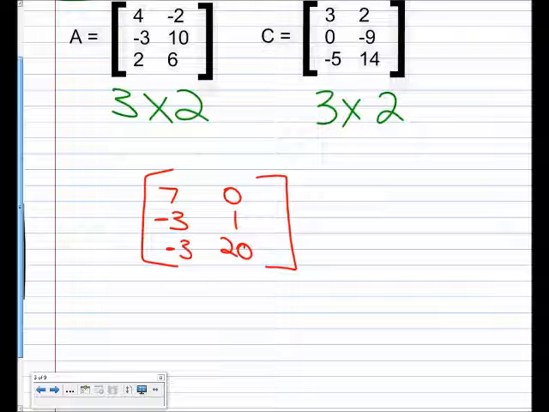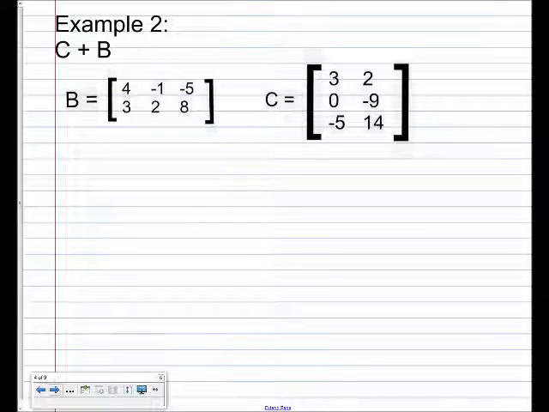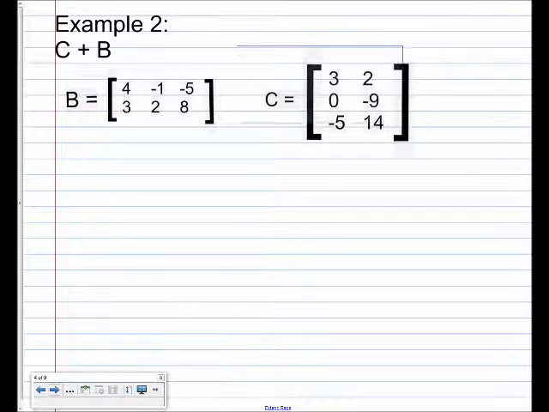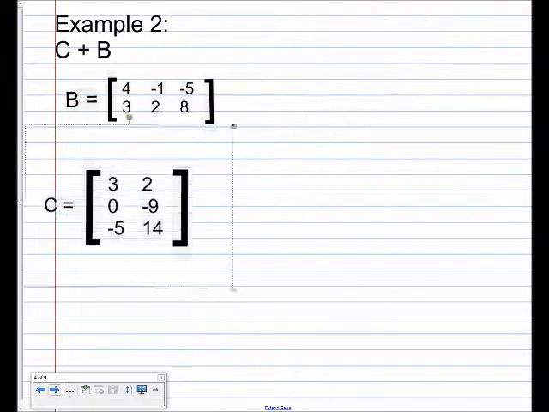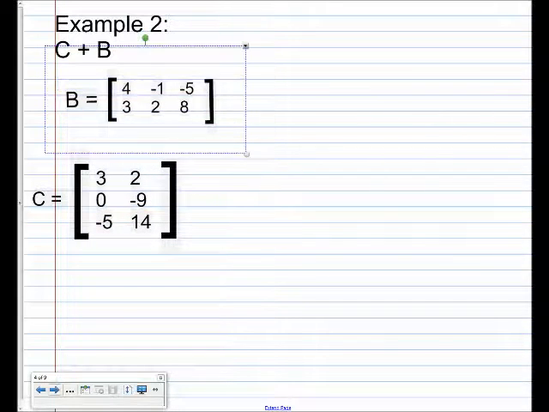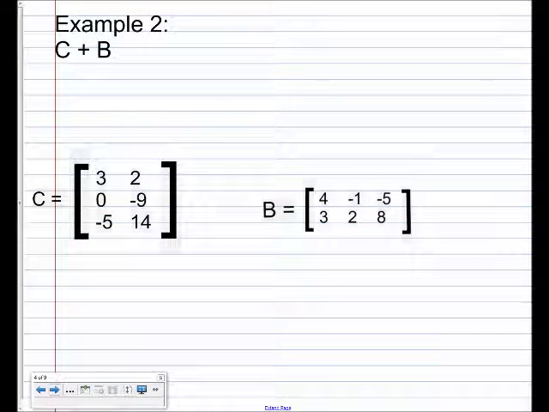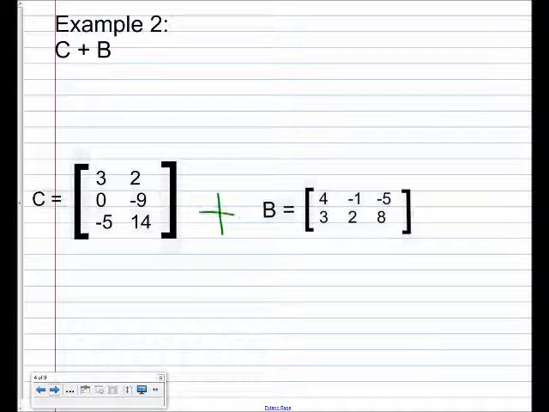Okay, let's try another example. This asks me to add C plus B. So if you notice, my order is not in the correct order. So I would write down matrix C first plus matrix B. Now, unfortunately, you can't do that. But I would write down matrix C first and then plus matrix B, because that's the order it wants me to do.